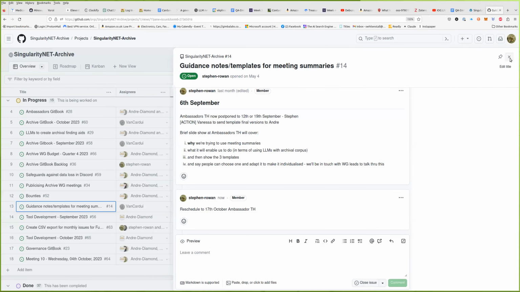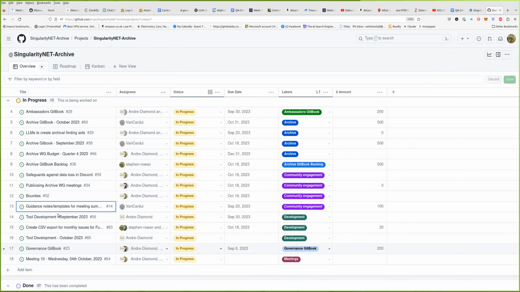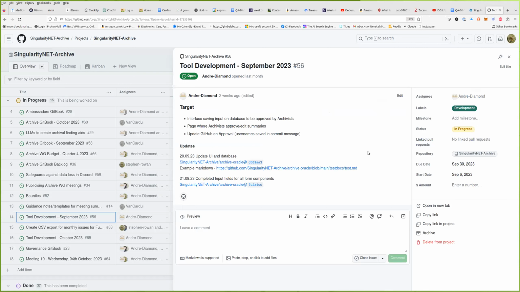So let's move on. Maybe I'll hand this over to you now, Andre, on tool development. But by the way, should we keep to doing monthly issues for tool development? So should I create one for October? Yes, I created one. Sorry, you've done it already. Okay. Well, maybe we just cover all tool developments. Shall I close this one then? Yeah, we can close September.